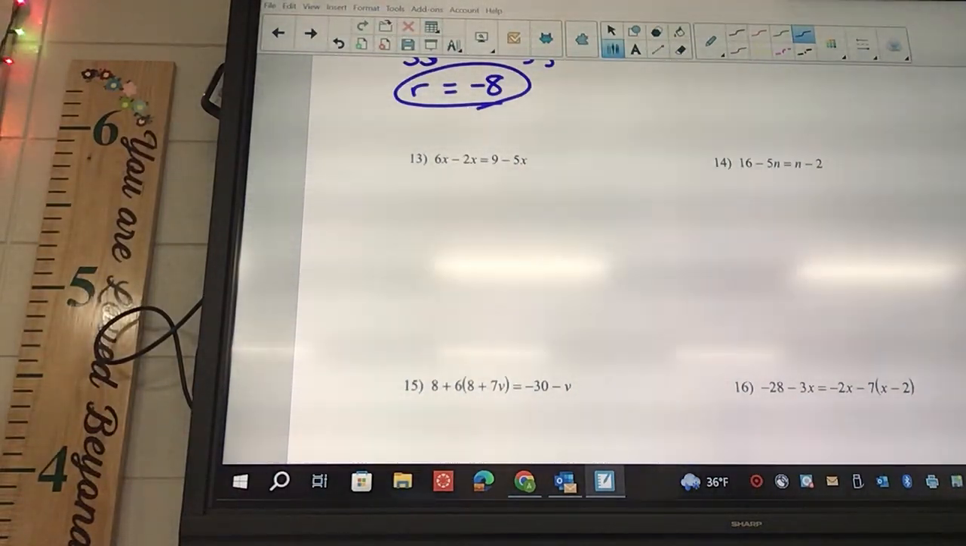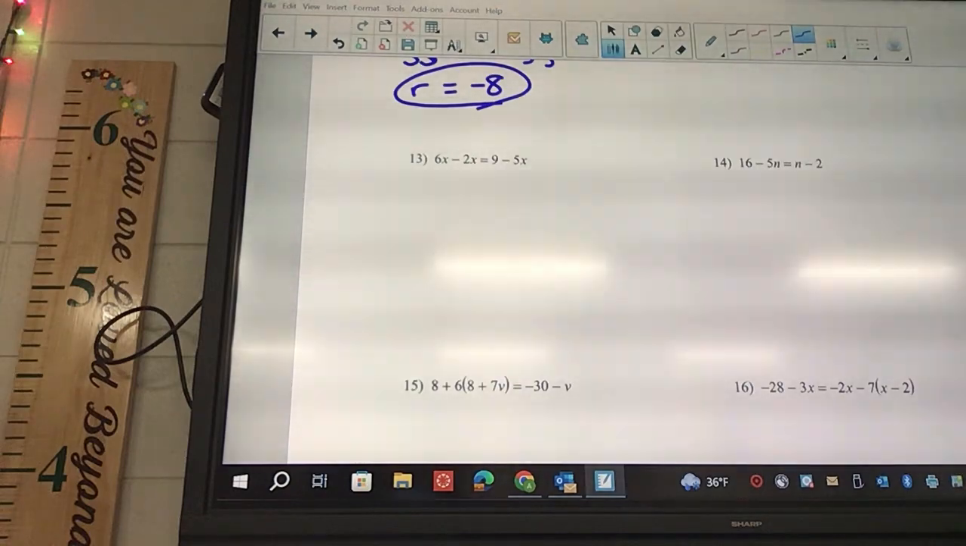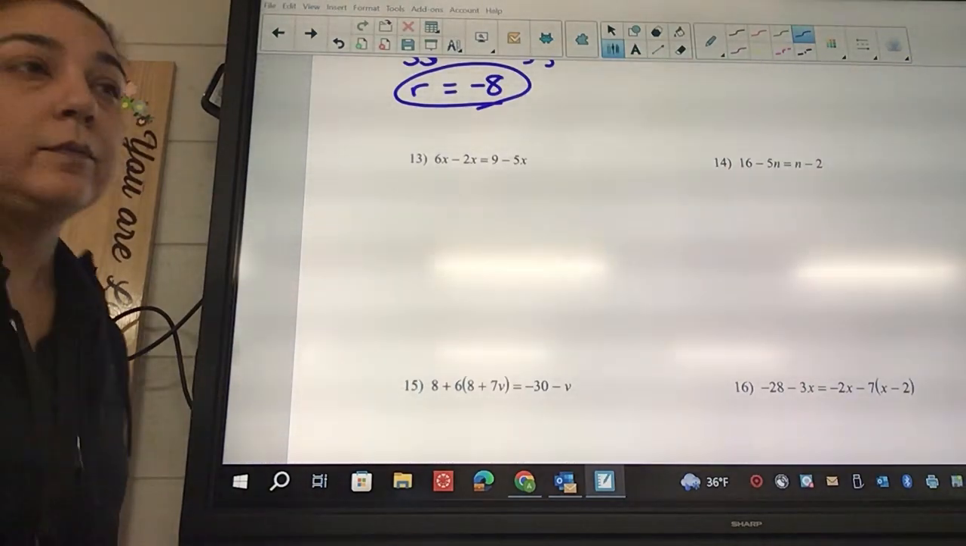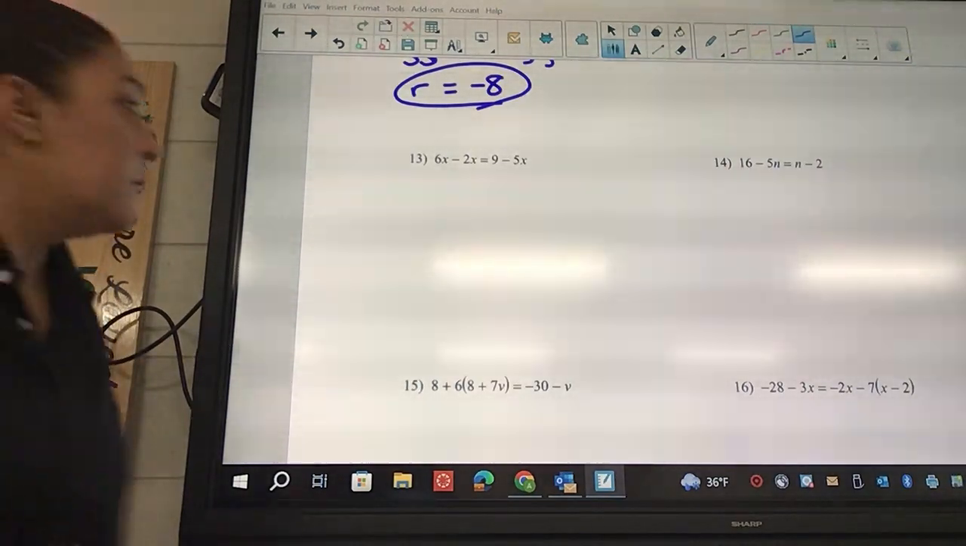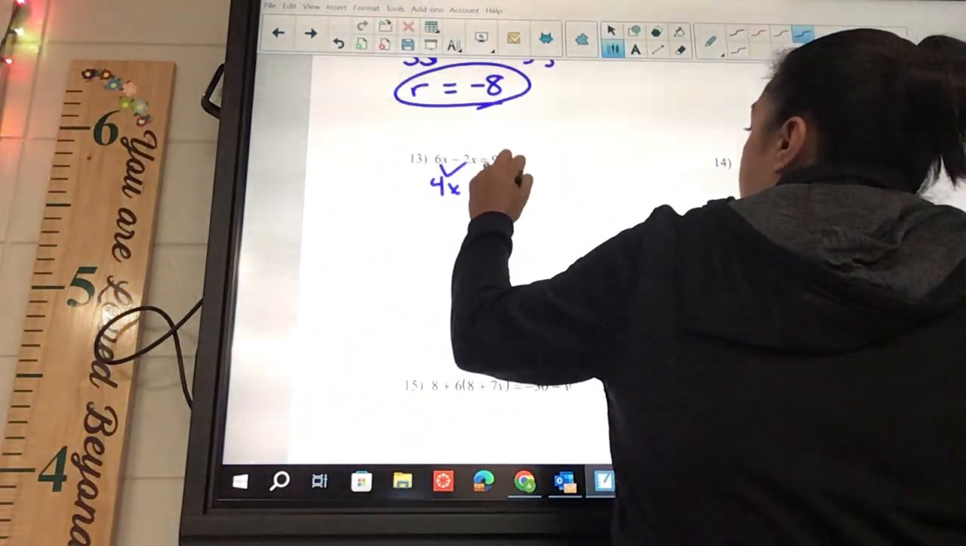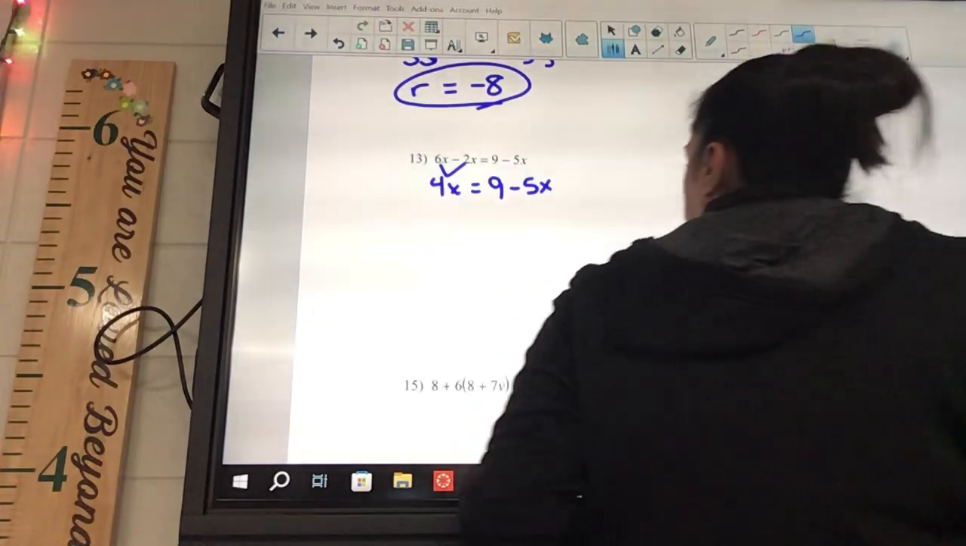Okay, 13, what needs done first? Find the x's. Okay, be more specific. Find the 6x and negative 2x. Then the 6 and the 2 can go together. So 6 minus 2 is going to be 4x equals 9 minus 5x.